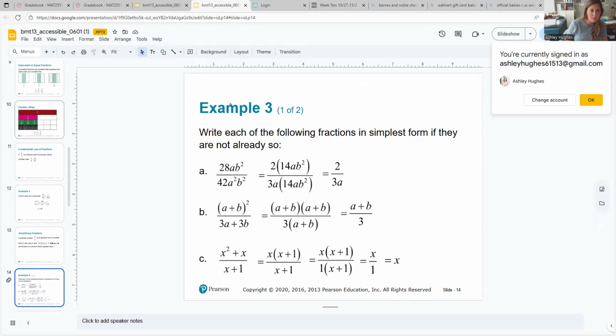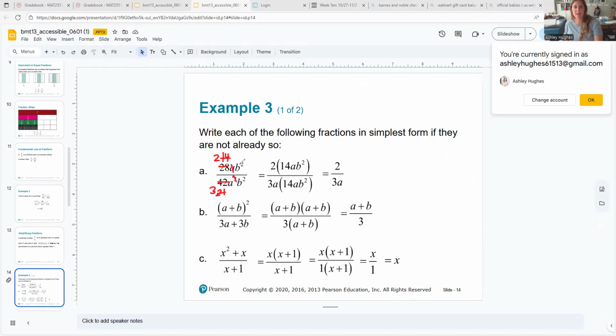Again, they're writing out all the like factors. I don't always write it out like that, but more so just divide. So I'm like, okay, 28 is even, 42 is even, divide by 2. So that puts it at 14. Divide this by 2, that would put it at 21. And then, let's see. Divide by 7, that makes this 2.